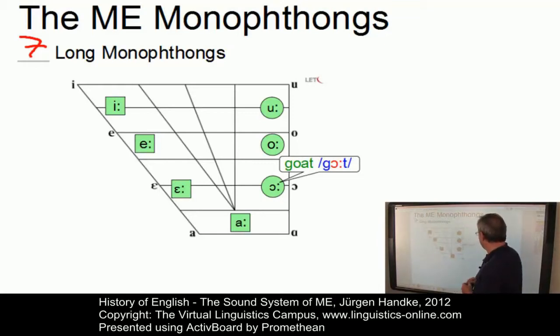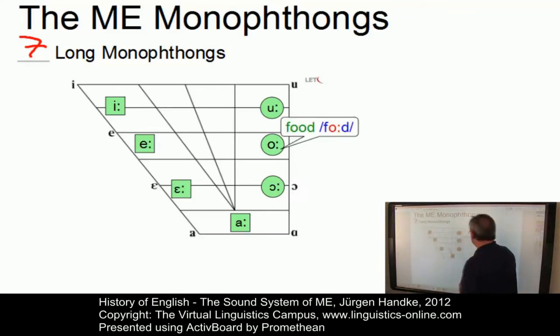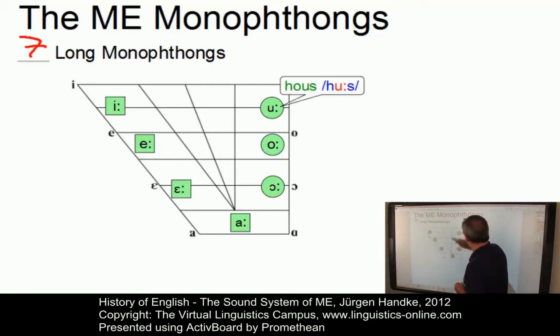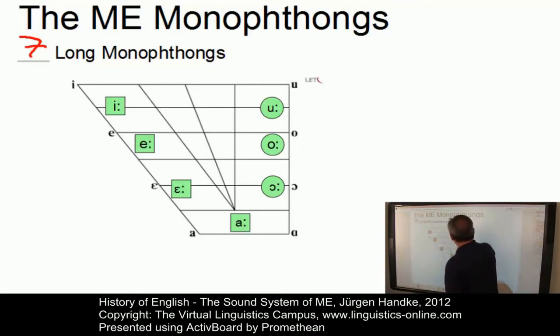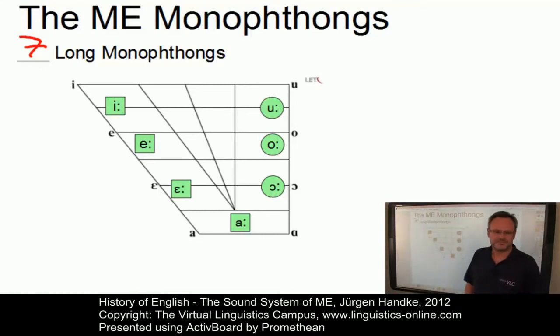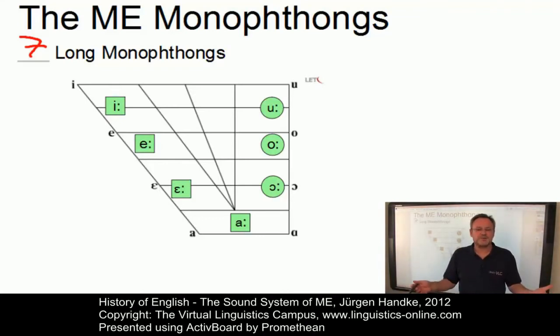The mid-low back vowel ɔ̄, as in gōt, present-day English goat. The mid-high back vowel ō, as in fōd, present-day English food. And finally, the high back vowel ū, as in hūs, present-day English house. Orthographically, by the way, length was no longer indicated by a macron, but either by vowel letter doubling or vowel clusters, or it had to be remembered.